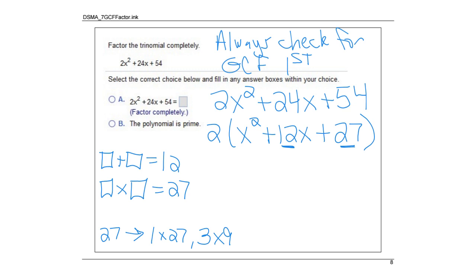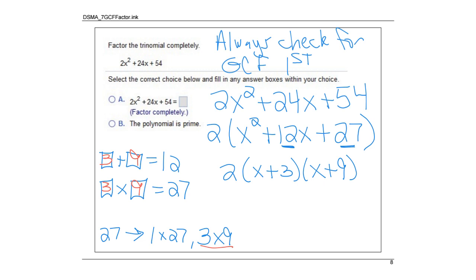Okay, so we need 2 numbers that when we multiply them, we get 27. Well, both sets of these multiply and give us 27, but when we add them, we want to get 12. So that would be the 3 and the 9. If we multiply 3 times 9, we get 27. If we add 3 plus 9, we get 12. Okay, so awesome. We have a 2 out front, and then we have x plus 3 and x plus 9. Again, the order does not matter. It's not wrong to say x plus 9 and then x plus 3.